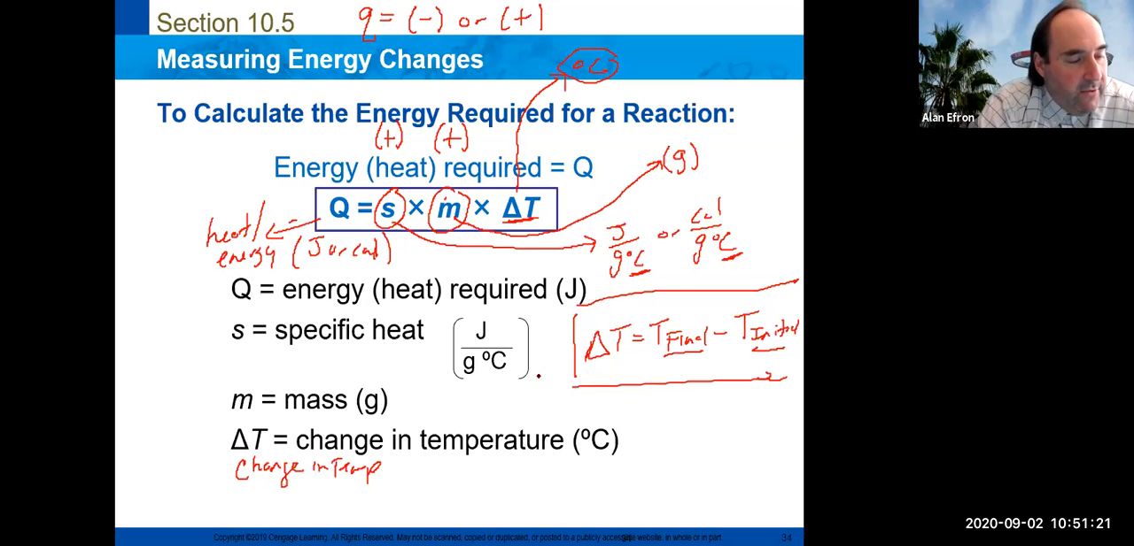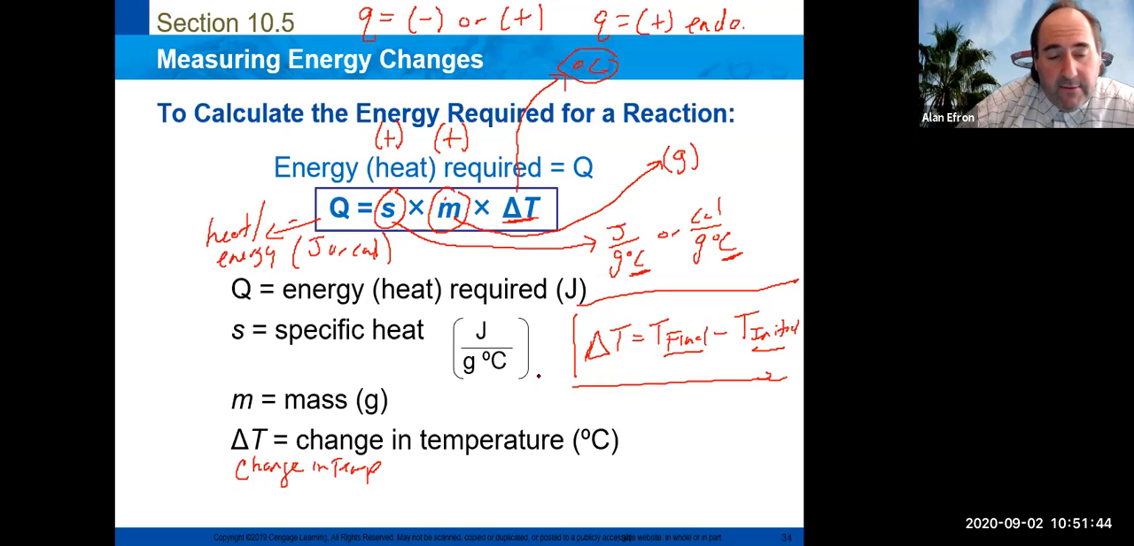And that should be an endothermic process, and that means our Q should be positive. So here, if we did final temperature 60 minus initial temperature 20, that gives us a change in temperature of 40 degrees, which is positive. And we would end up with a positive Q. And as we've been talking about, positive Q means endothermic, which is what we would expect.